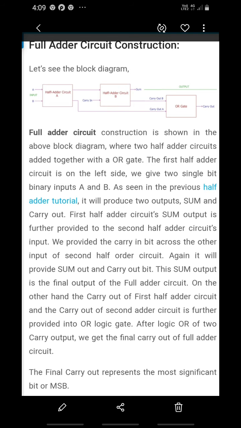On the other hand, the carry out of the first half adder circuit and the carry out of the second half adder circuit are further provided into an OR logic gate. After the logic OR of the carry outputs, we get the final carry out of the full adder circuit. The final carry output represents the most significant bit or MSB.